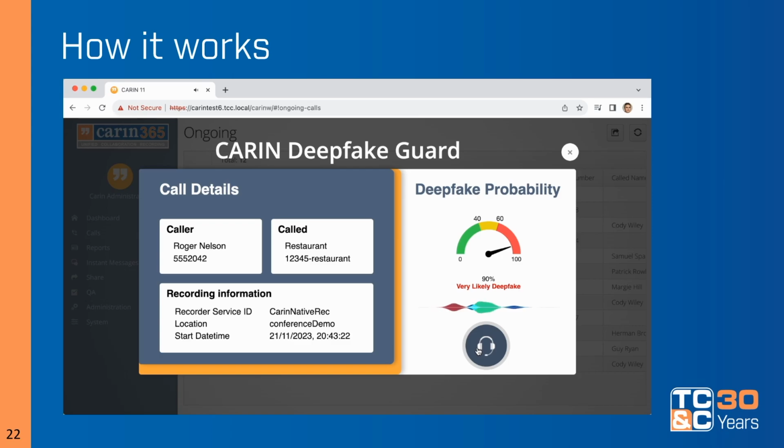Alright, so that's a huge red flag. Someone is asking our call agent for personal information, which would already be suspicious, but we don't really know whether it's a benign call or not. But then we look at the output of the deepfake probability and see it's very likely a deepfake.